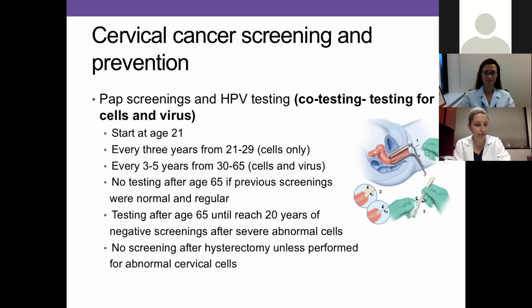If there's testing that's ever abnormal, then sometimes you might fall into a group that gets tested more commonly. One of the things that's newer over the past few years is that we don't test people who are older than 65 unless their previous screenings had been abnormal. So if you're 65 years old and have not had an abnormal pap in the past 20 years, you don't need further pap testing. If you've had a hysterectomy for something that wasn't related to a cervical abnormality, say fibroids, you do not need further pap testing.